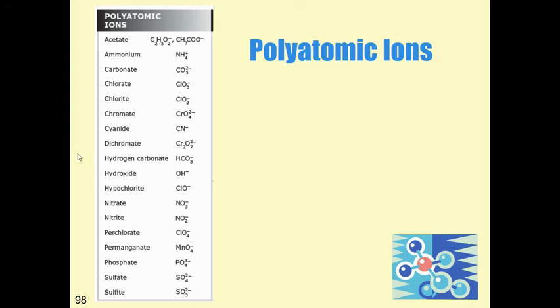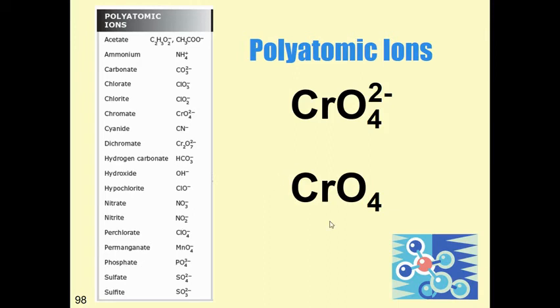If you were to select a polyatomic at random out of this list, let's select chromate. CrO4 2 minus. This is what it looks like. What I want you to get in the habit of doing is putting parentheses around everything except for the charge. The charge is the thing in the top right-hand corner. I want you to put parentheses around everything and have the charge be on the outside. When you do that, that reminds you that this is one unit.